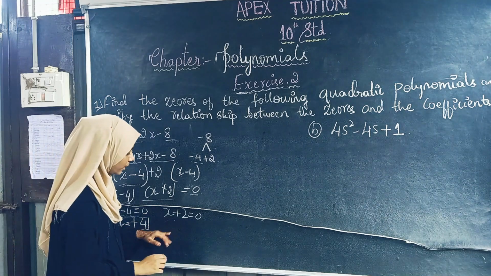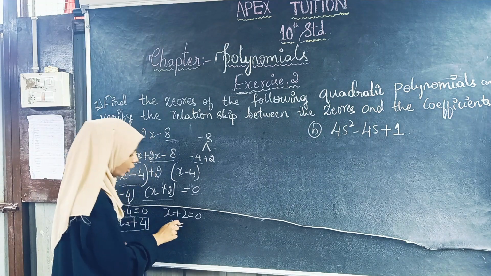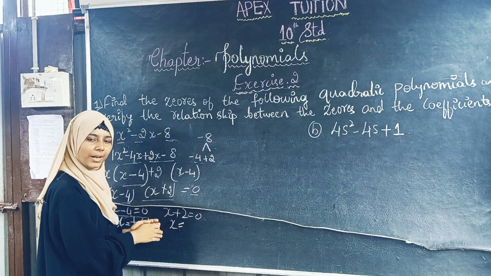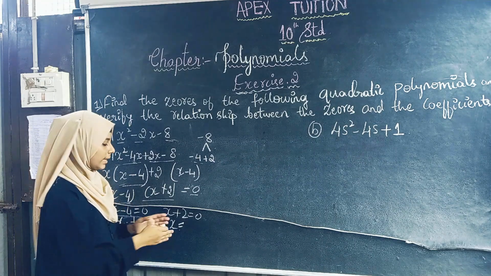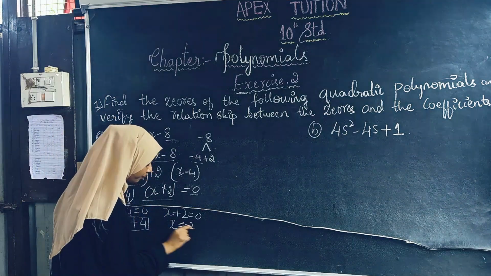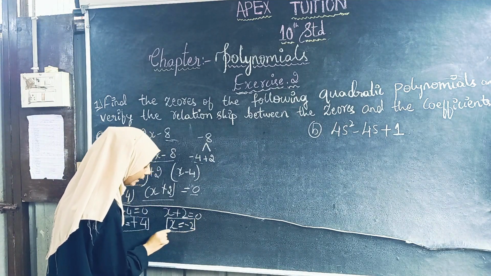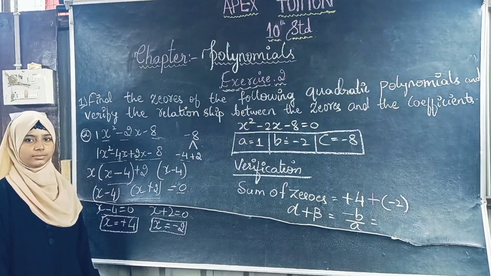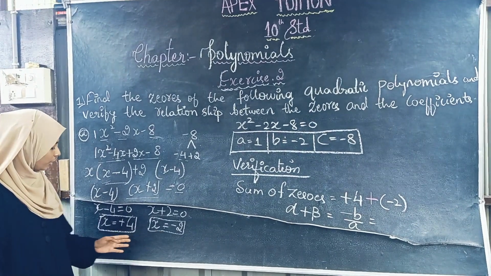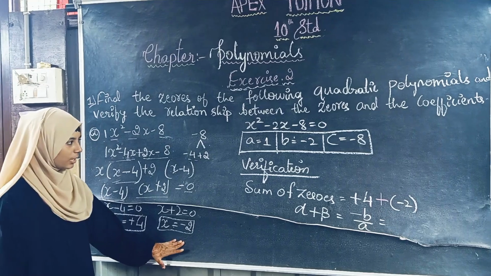Now let us move to x as it is. Now we are shifting the plus 2 from the left hand side to the right hand side, then it will become minus 2. Then we will get the answer x is equal to minus 2. Now we will get two zeros.